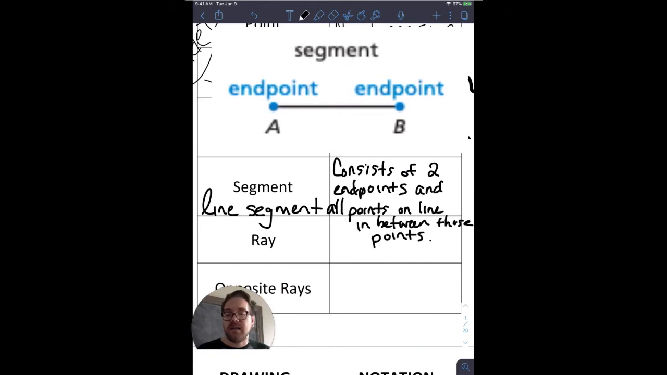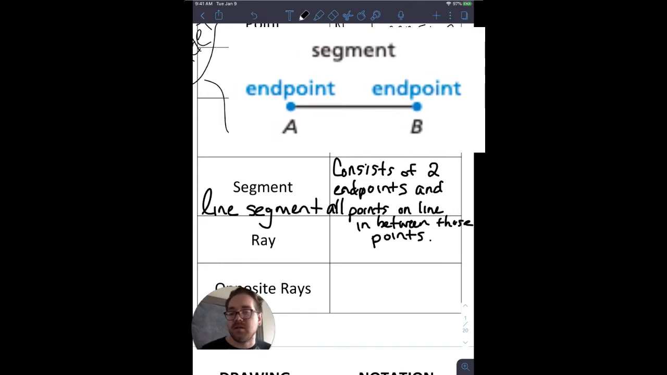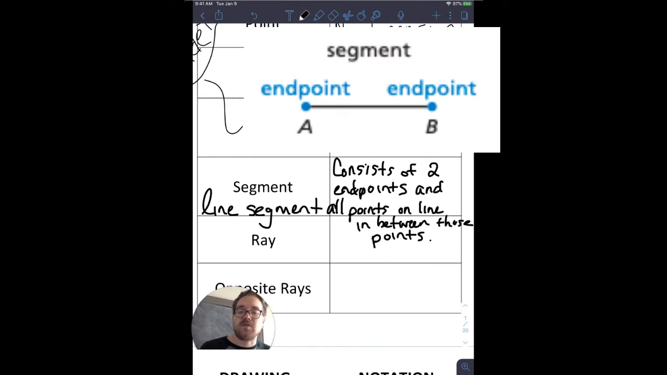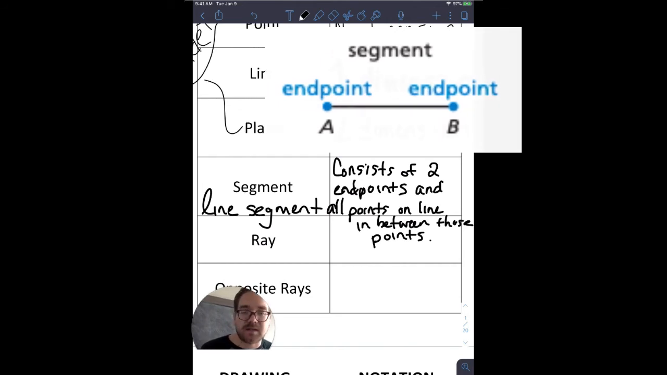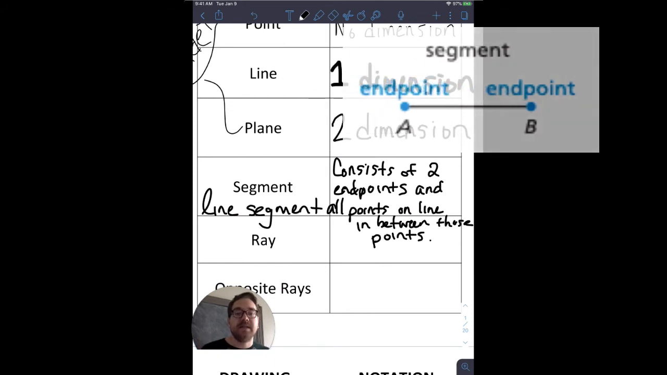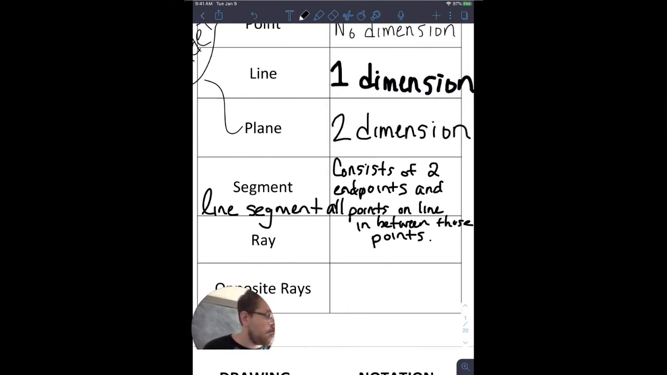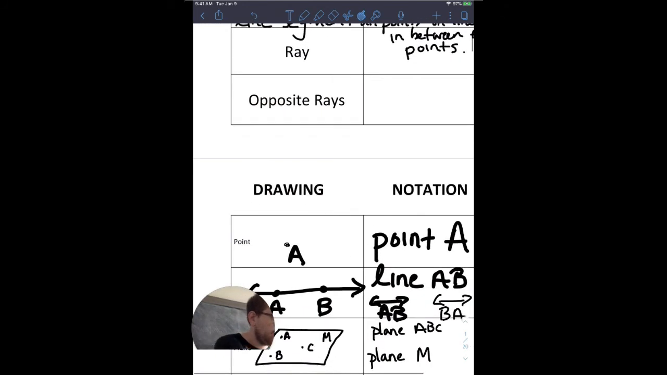Okay. Again, I understand that I went into the other box there. Obviously, you want to try to write as small as you can. I'll just be able to easily erase this once we come back to talk about a ray. So that's a segment. It's two endpoints and all the points on the line in between those two points. It looks something like this.